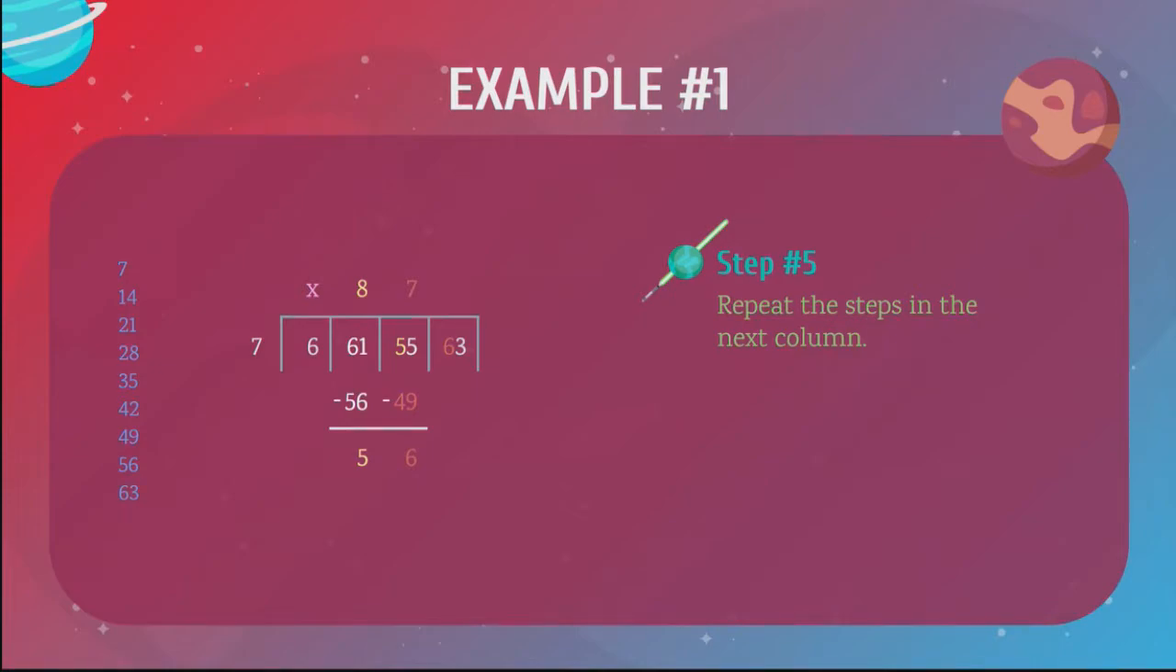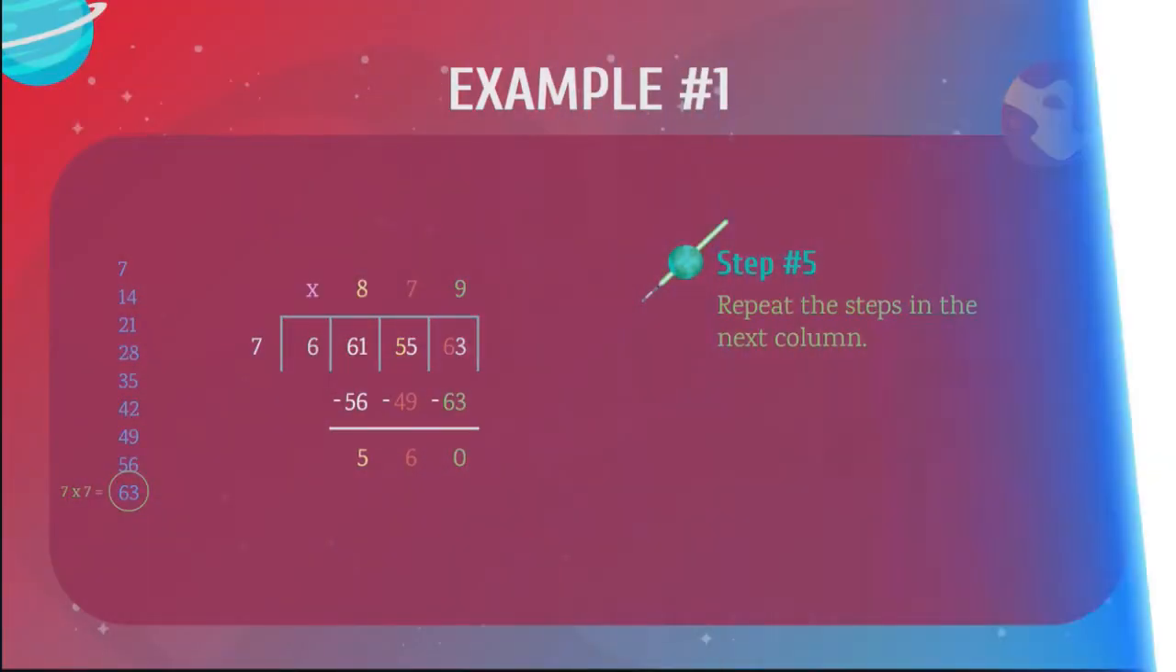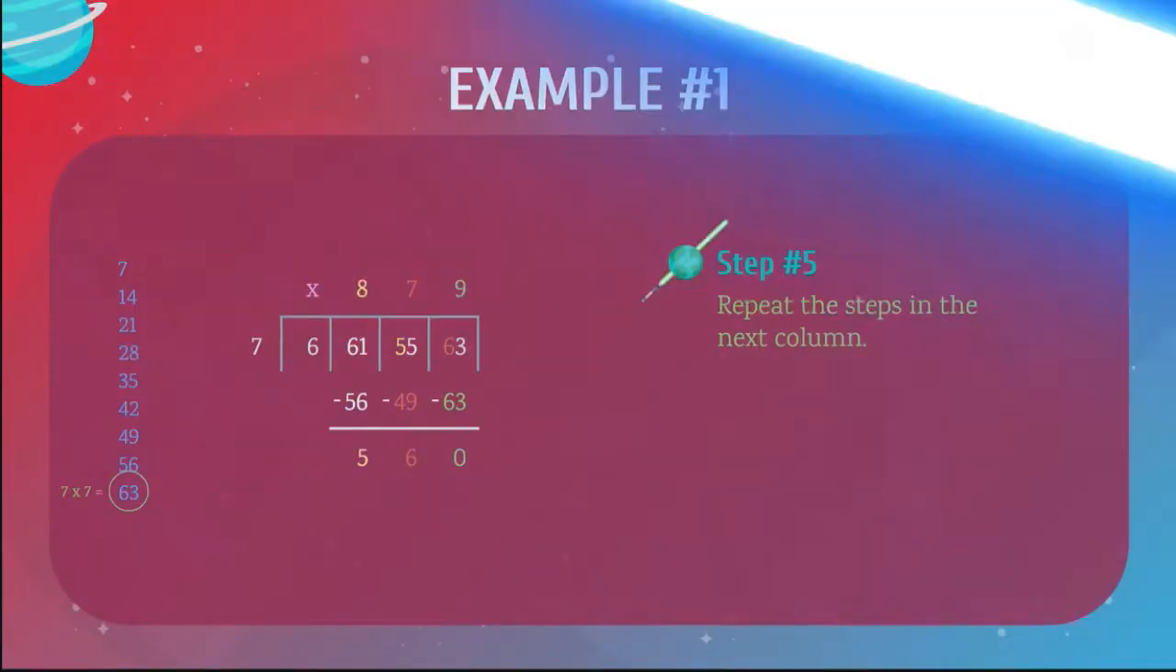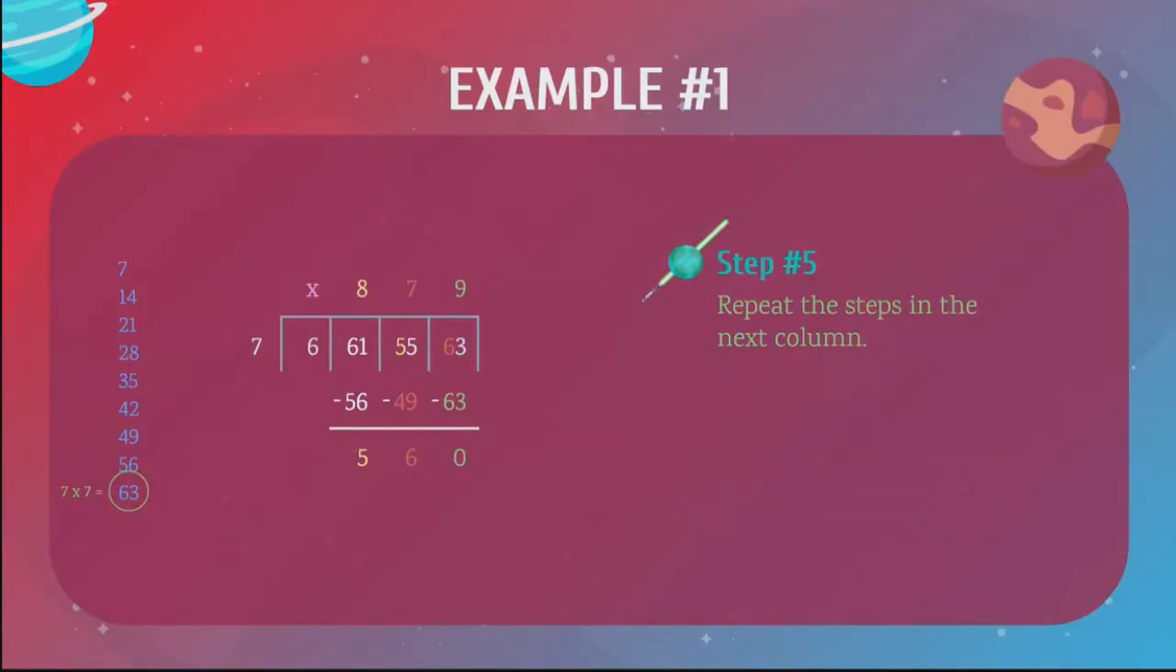So let's repeat. 7 will go into 63, or I should say it another way, 63 can be divided by 7 9 times. And we get a remainder of 0, which hopefully we will. That's nice. So there's our answer, 879.